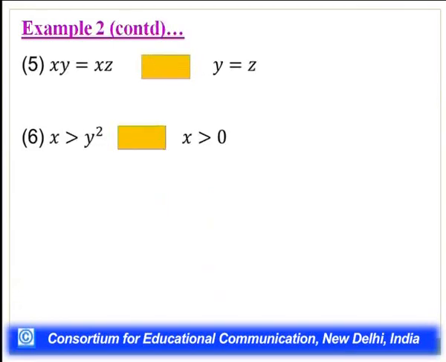Okay, if xy is equal to xz, do we say that y is equal to z? Does this necessarily imply that y is equal to z? No, because for example x could be 0, and in that case y need not be equal to z. But the right to left implication will work, because if y is equal to z, then this necessarily implies that x times y is equal to x times z.